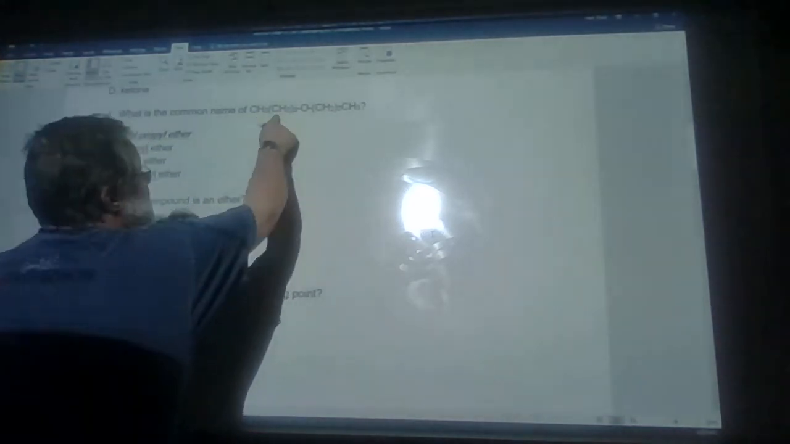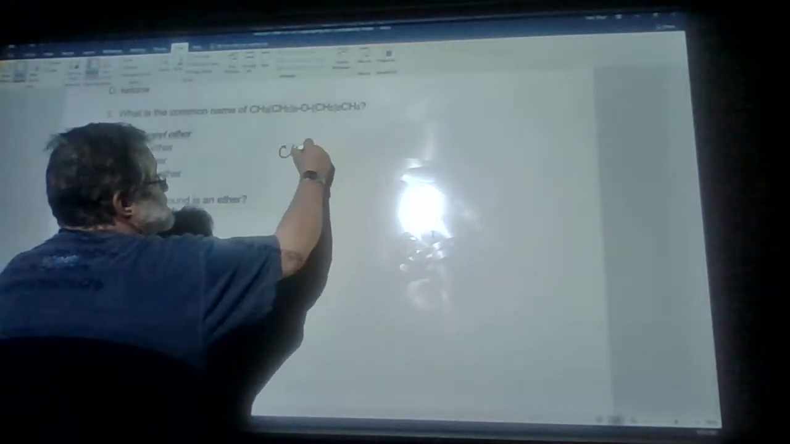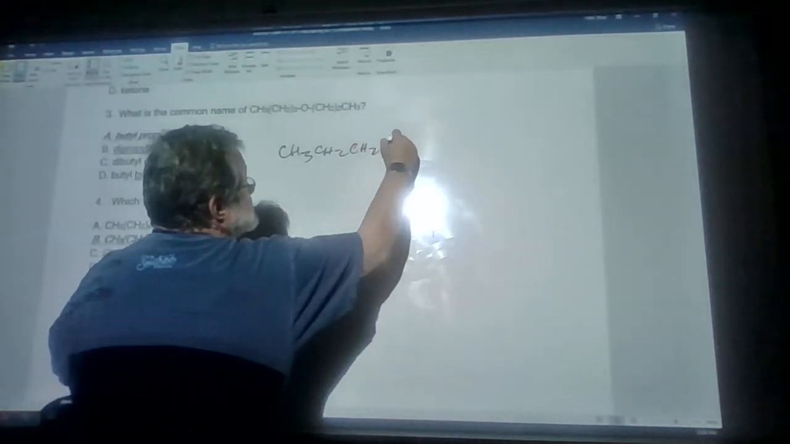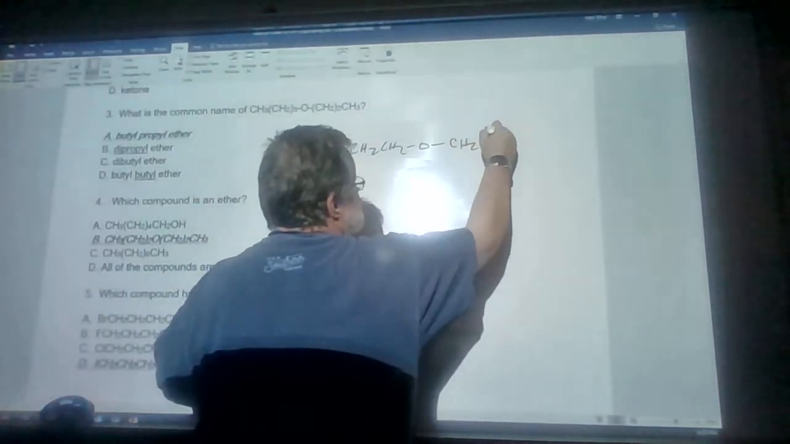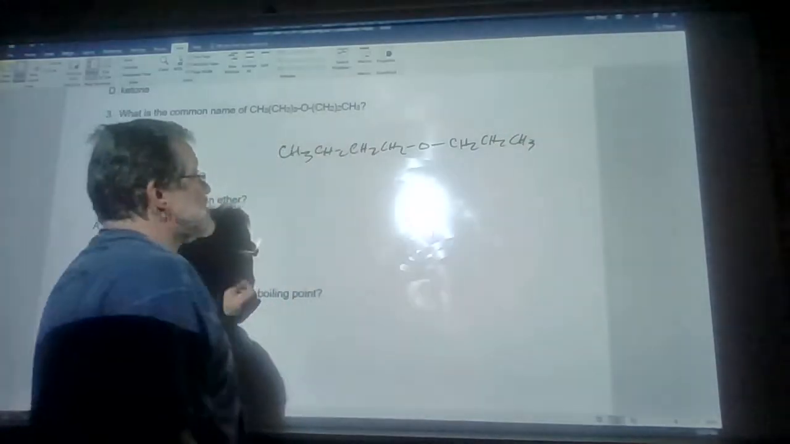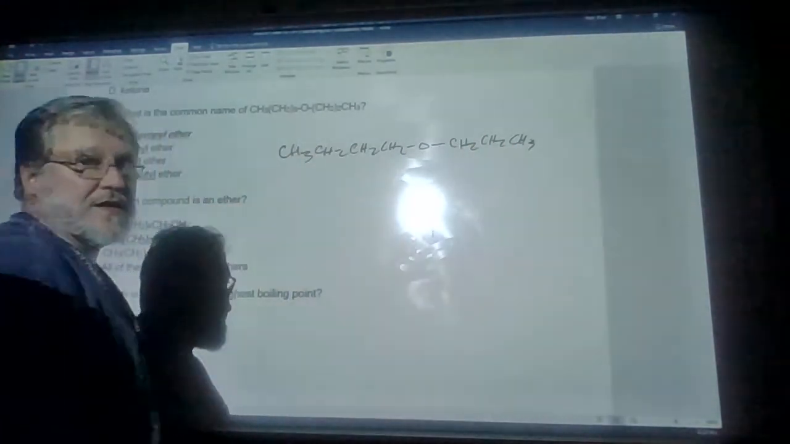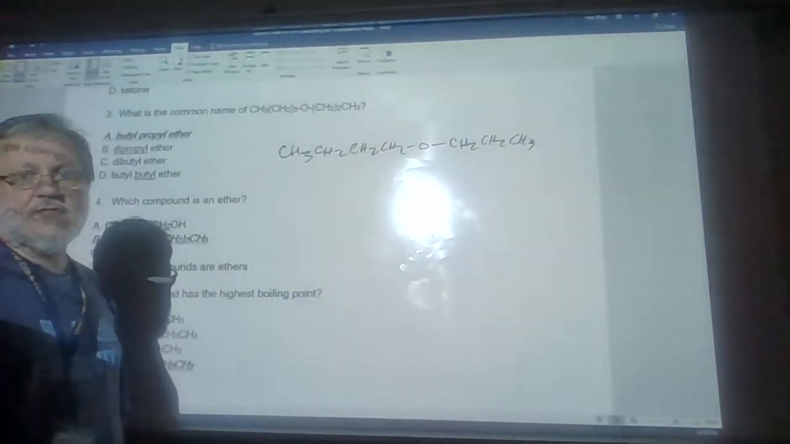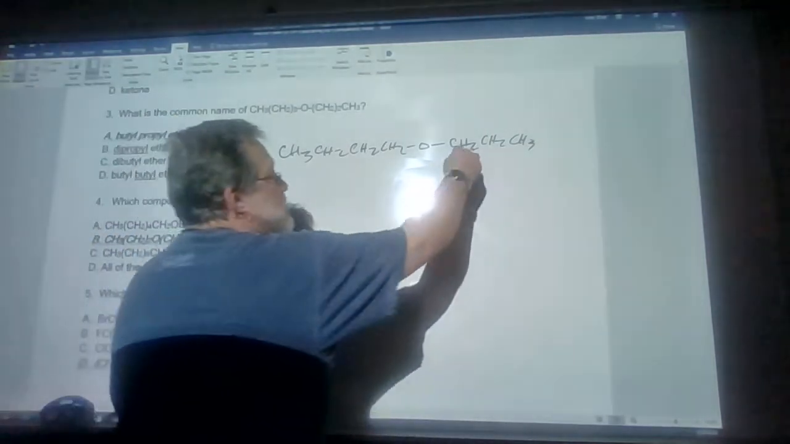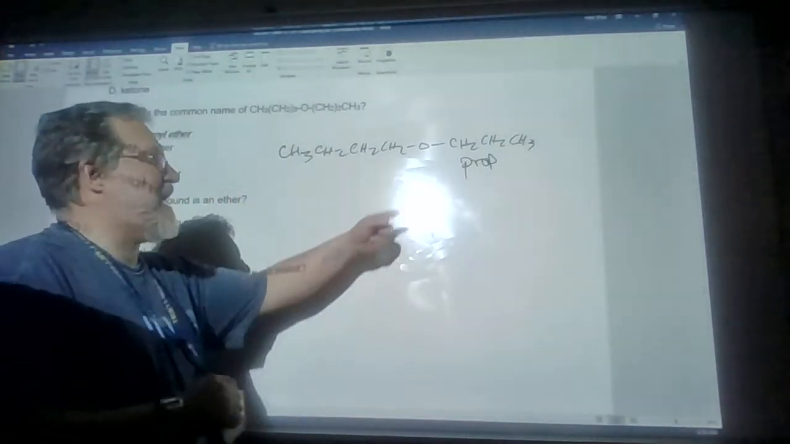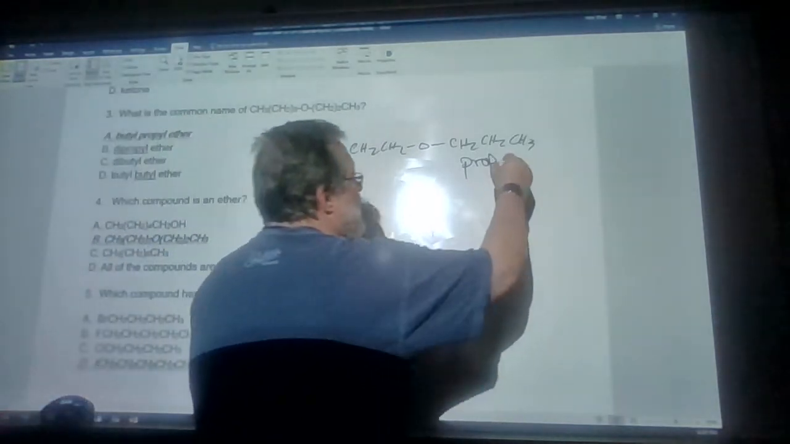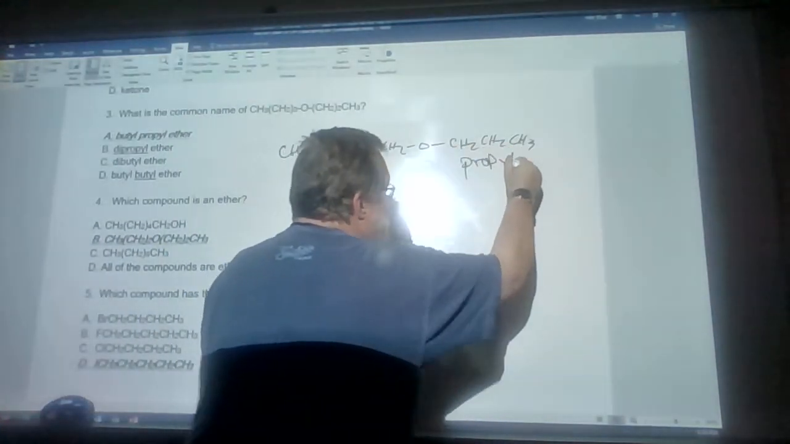Number three, what is the common name of that ether? We've got a CH3, we've got three CH2s. We have an oxygen and two CH2s and a CH3. The name of this group is a three-carbon fragment. The name for that is prop. It is not an ene or an yne, it is an ane because all the carbons are in single bonds. So this is a substituent, so it is propyl.